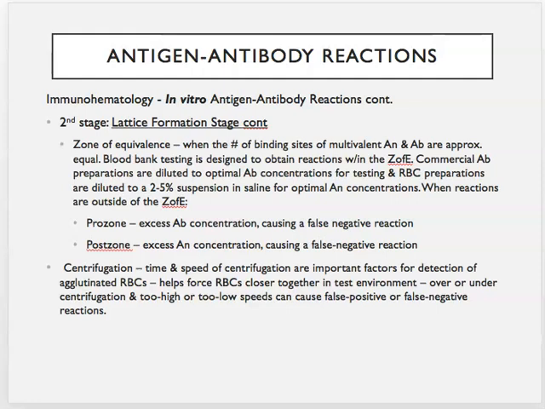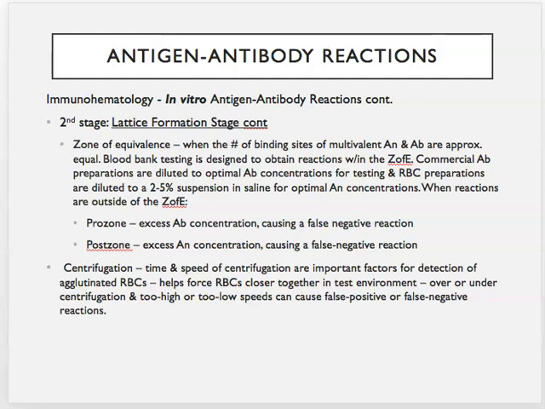Commercial antibody preparations get diluted to optimal antibody concentrations so that we can test them. And then red cell preparations are diluted to between a 2 to 5% suspension in saline, and that's considered an optimal antigen concentration. When our reactions in the lab are outside of that zone of equivalence, you can have what's called prozone or postzone.